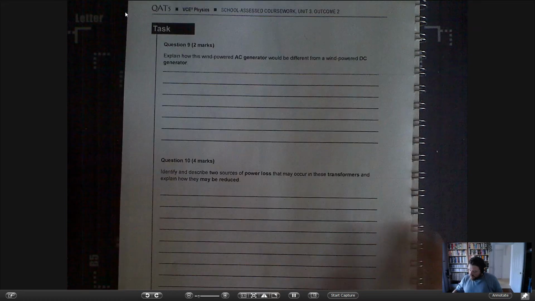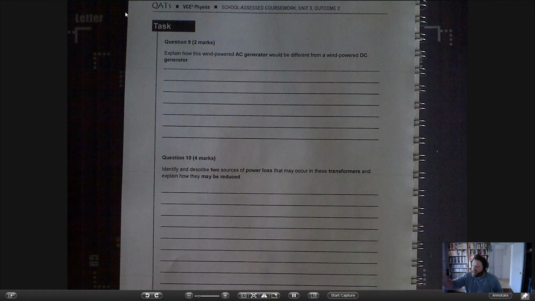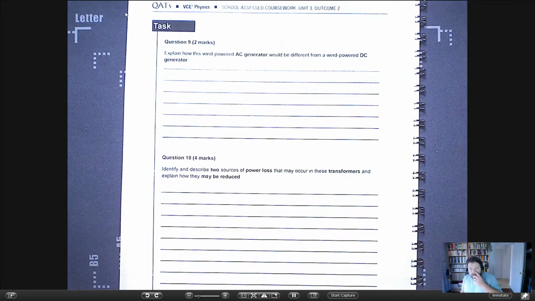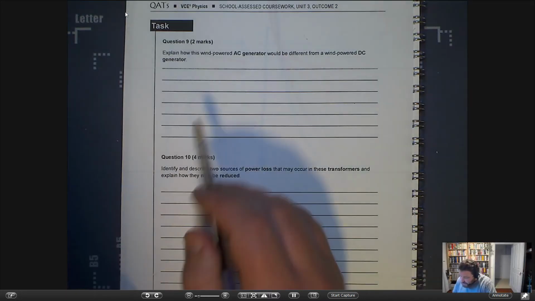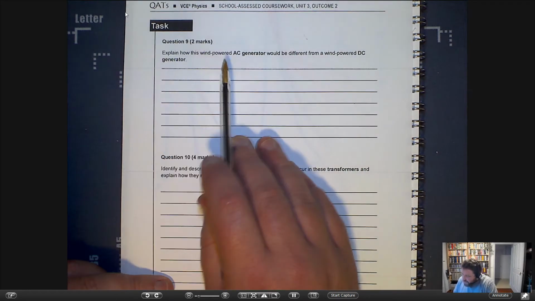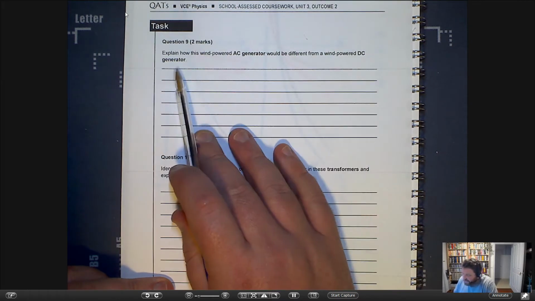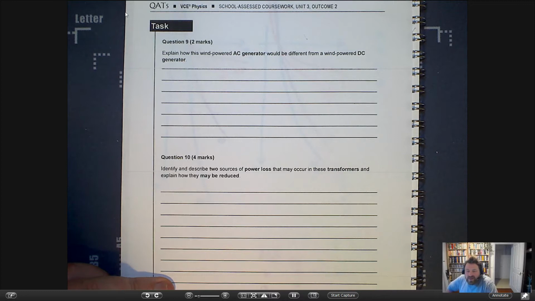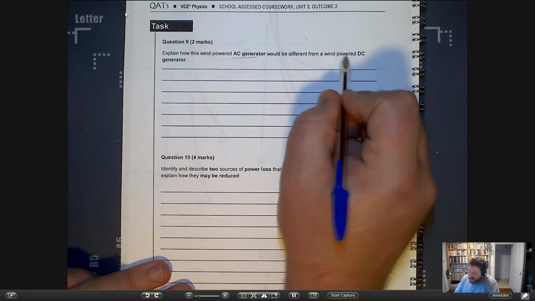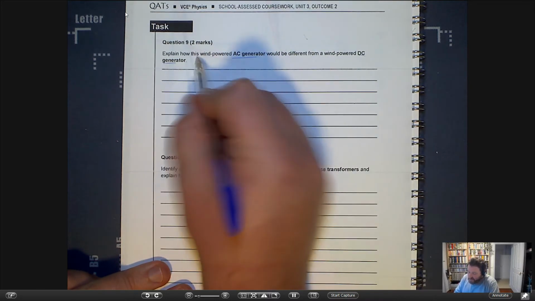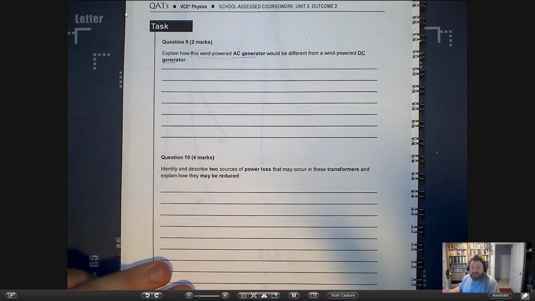Okay, we're on the final two questions now, question 9 and question 10. It's gotten a little bit dark outside, so I'll turn the light on there. Okay, now question 9. Explain how this wind-powered AC generator would be different from a wind-powered DC generator. They're asking you to fill in a lot of the gaps in the question for yourself, but what they're really saying is, how do you actually make an AC generator as opposed to a DC generator? If they're both wind-powered, then the input is exactly the same.